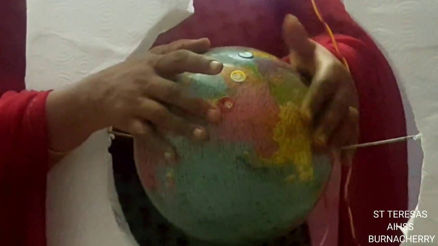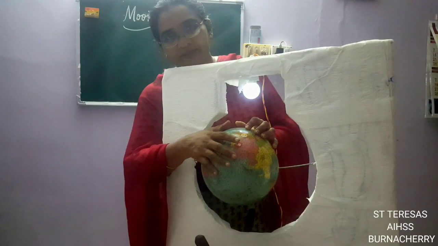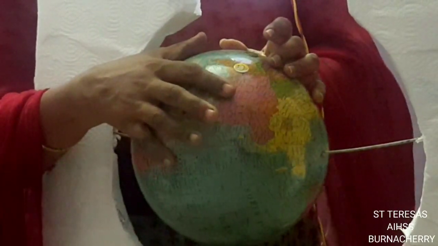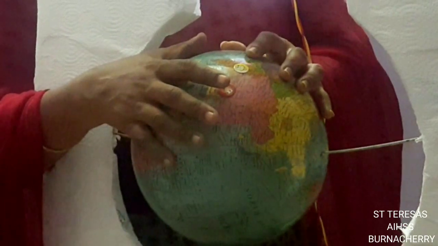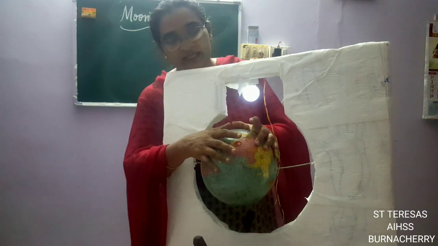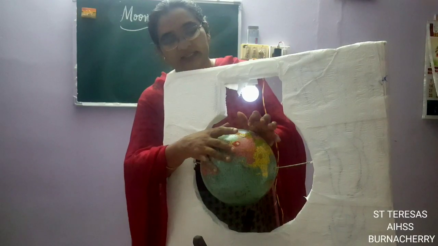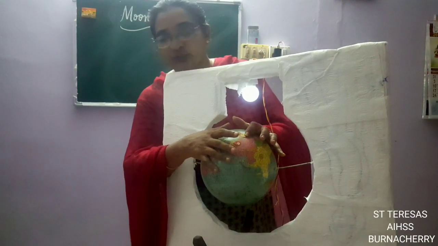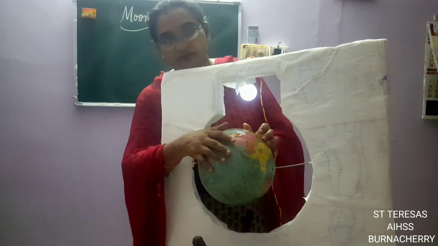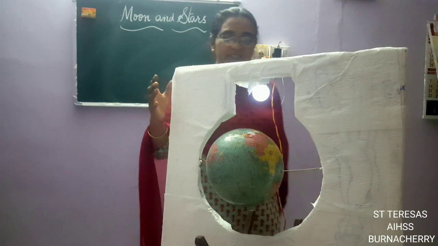We know that this is the north. So this side is your east and this side is your west. Okay. Is it clear? So now we will see when do I get sunrise, sunset and noon? For that again teacher is going to put off the light.